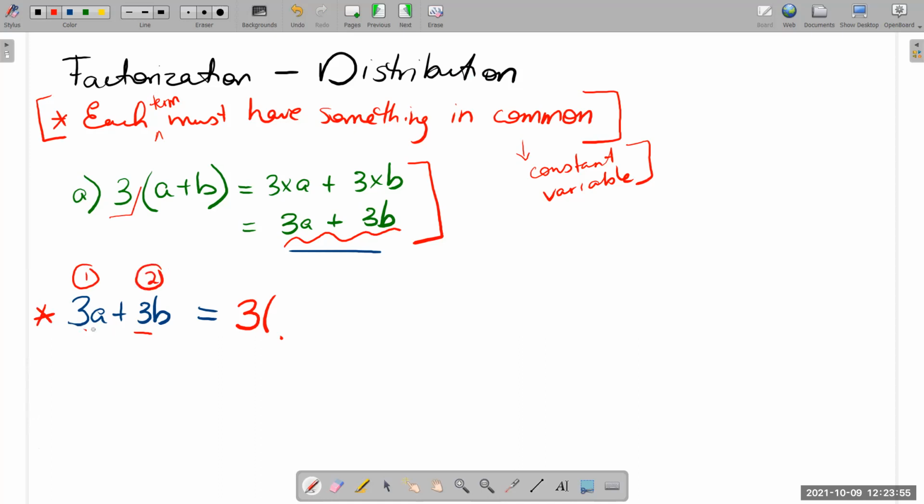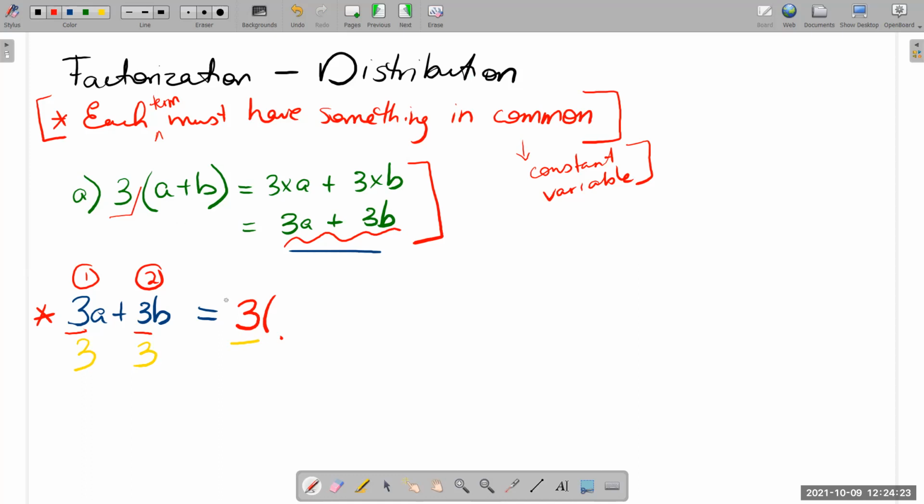So what is common between 3A and 3B? The 3. So that means I can pull out that common entity by using what process? When we distribute, we multiply; when we factorize, we should divide. You divide them by that common entity, which was identified as 3. So when we divide by 3, it's the same thing as pulling it out of the bracket.